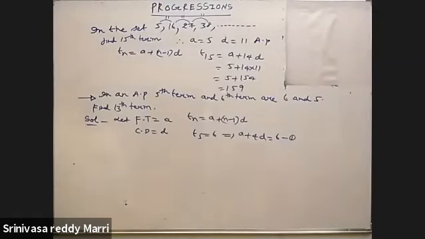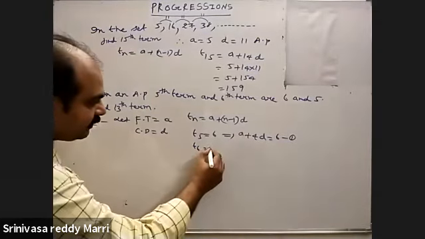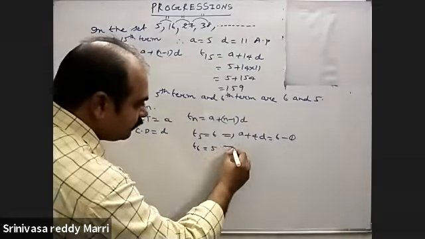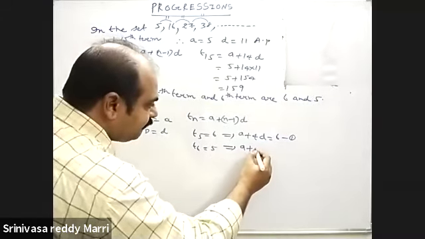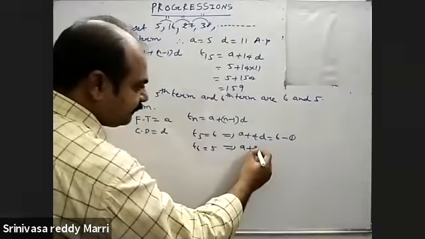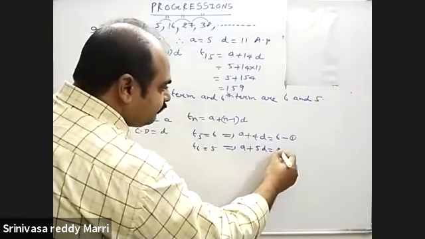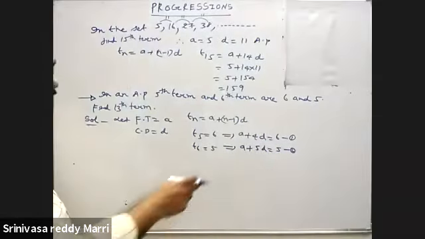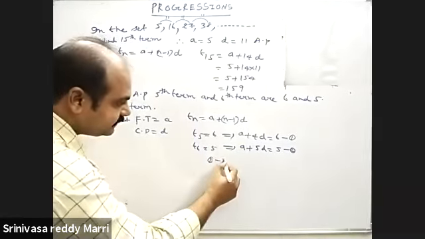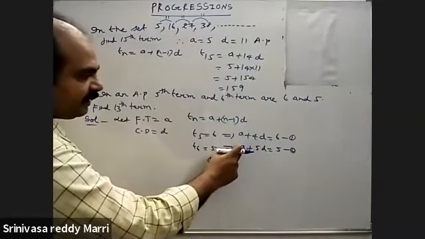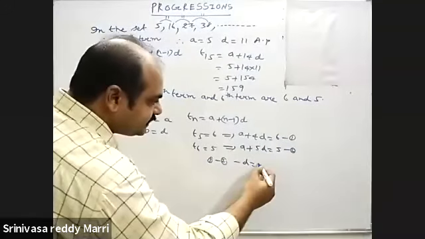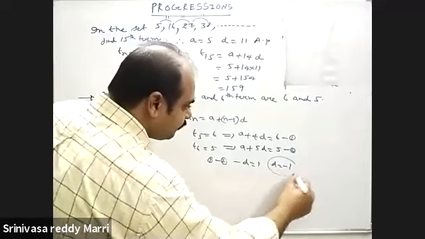T6 is 5, given. So that means a plus 5d equal to 5. Let us say second equation. From these two equations, you have to calculate what a is and what d is. So I am doing 1 minus 2. a minus a cancels. 4d minus 5d is minus d, equal to 6 minus 5, which is 1. d is what? Minus 1.